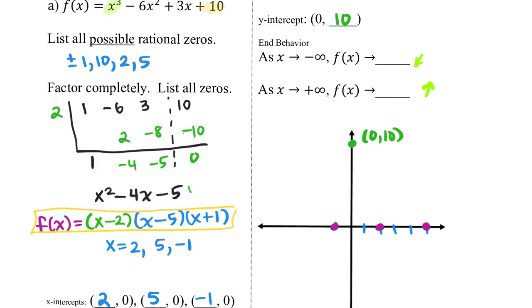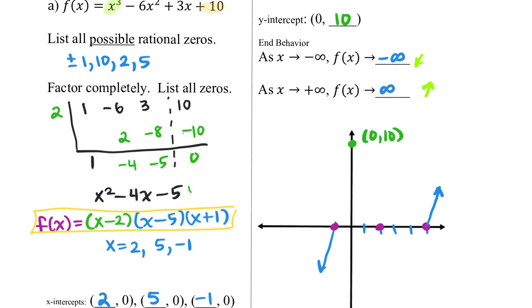So for end behavior, as x approaches negative infinity means on the left. I'm going to say the graph is going to go down. As x approaches positive infinity, that's on the right, the graph is going to go up. And I'm going to graph it. Okay, so on the left, the graph goes down. On the right, the graph goes up. Okay, let me see if I can make this work. Okay, what else do I know?